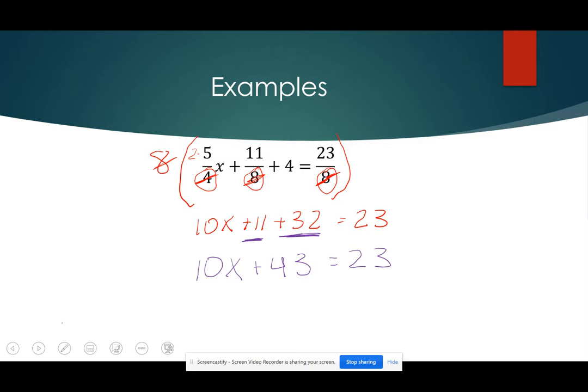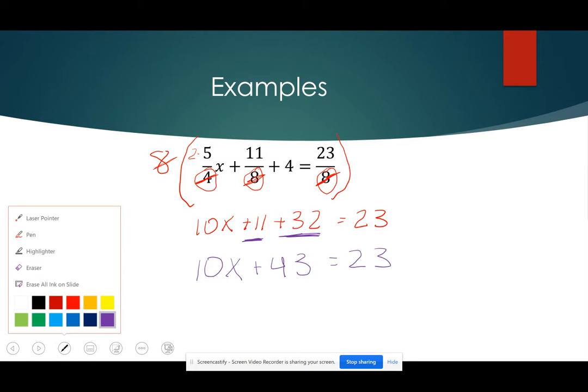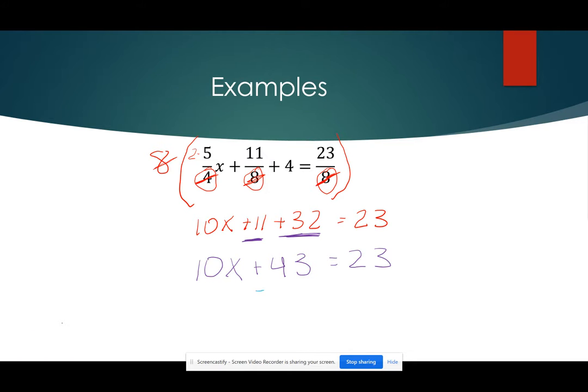So now we have our 10x on the left side, so we want to move this 43 to the other side. So it's positive, so we're going to subtract it. So those cancel out, and we're left with 10x equals -20. And our last step is to divide away the 10 because it's being multiplied by the x. So -20 divided by 10 leaves us with x equals -2.